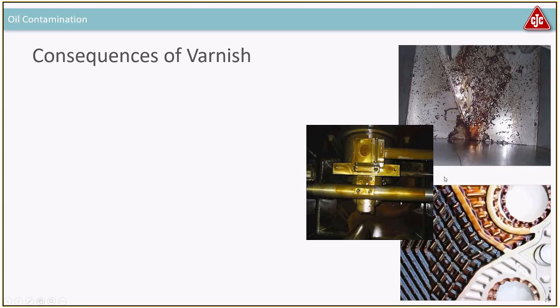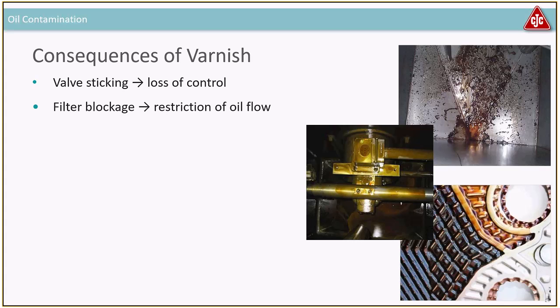If I have varnish on a hydraulic system, this is a steering machine on a ship, or if I have it here in a plate heat exchanger, I can of course create problems. The most obvious consequence of varnish is fine valves that are sticking, or you lose control, so the valves cannot move. There are very small tolerances in a valve, between the moving plunger in the center and the housing, so it's very easy to lose control over that valve.